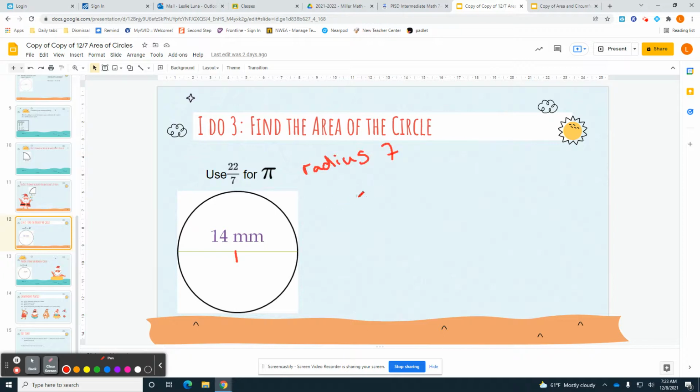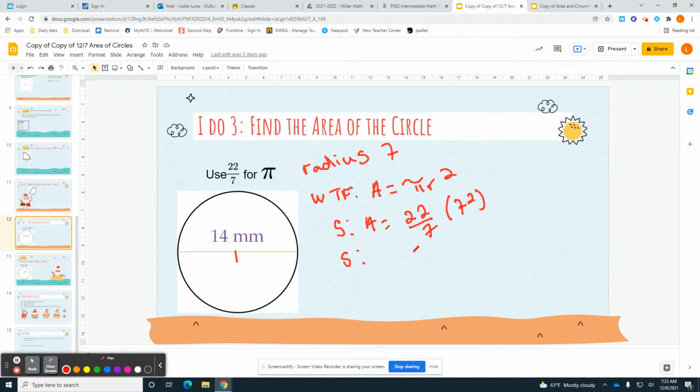But in case I did it, so you had to find, remember WTF, write the formula, substitute, and solve. So your formula was A equals pi r squared. So it tells us here that for pi we're using 22/7. And then our r squared would be our radius, which would be half of 14, which was 7. So it would be 7 squared. And then you would solve it. I want to say I did that.